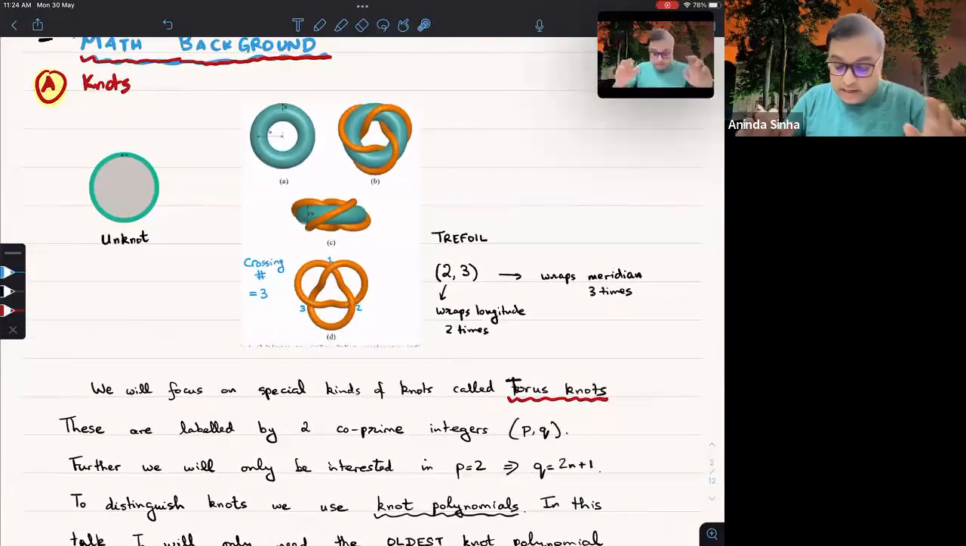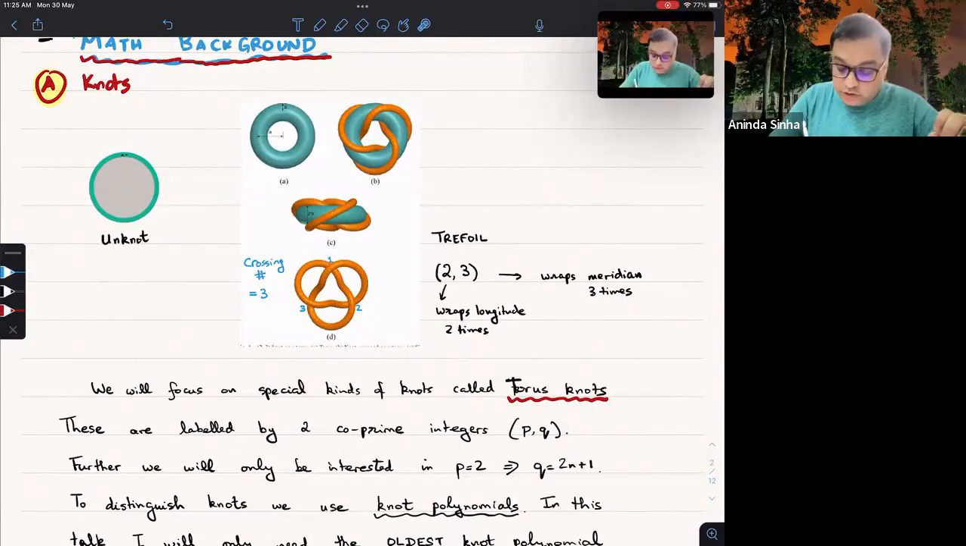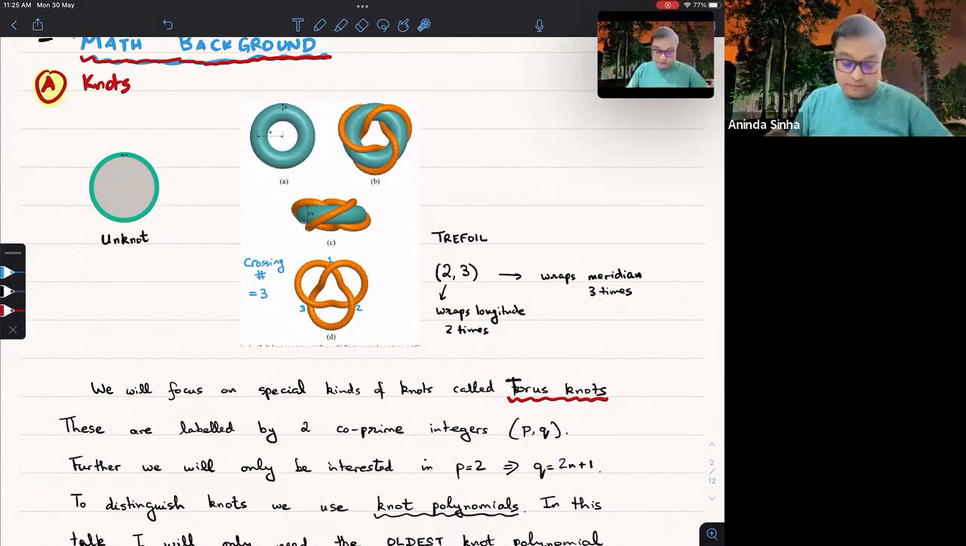I will mainly require knots like the trefoil knot, which are called torus knots, and these torus knots are labeled by 2 co-prime integers, p and q. In the trefoil case, it is labeled by 2 and 3. The 2 tells me how many times the rope or the string wraps the longitude, and 3 tells me how many times it wraps the meridian.